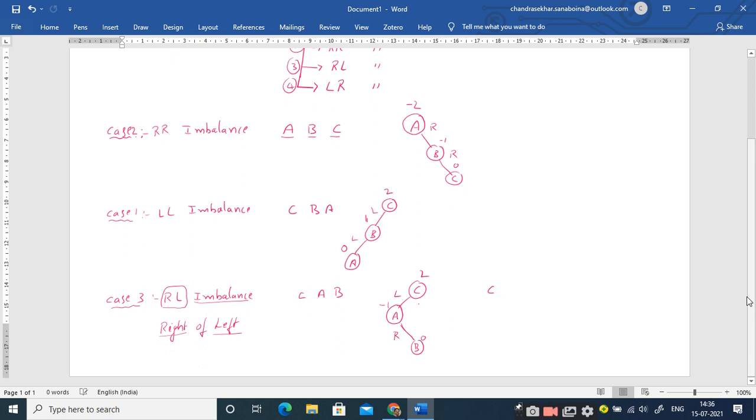Similarly, if you take case 4, what is case 4? It is LR imbalance. So what does it mean? This imbalance occurs when you are trying to insert the left child to the right. So left of right, right? Left of right means first you have to have the right child, and for that right child if you try to insert the left child, then an imbalance occurs. That imbalance we call LR imbalance. Is it clear? So now let me take the elements as ACB.